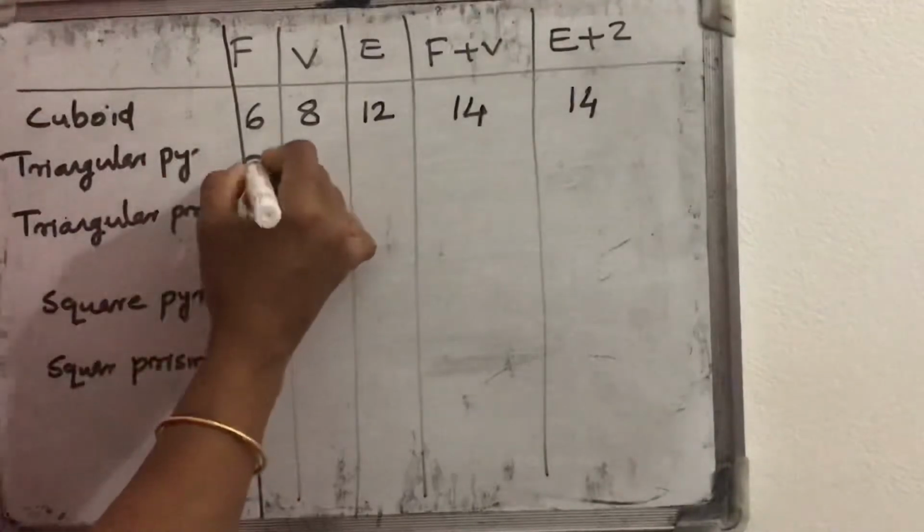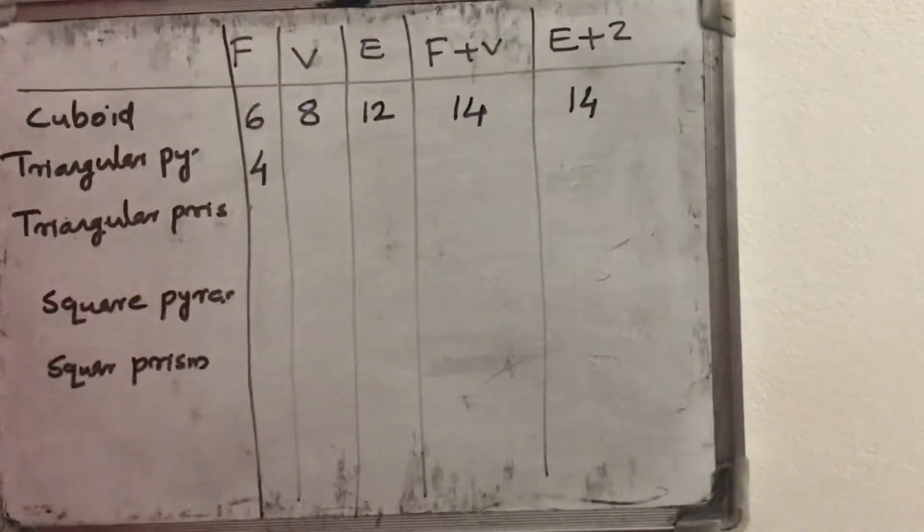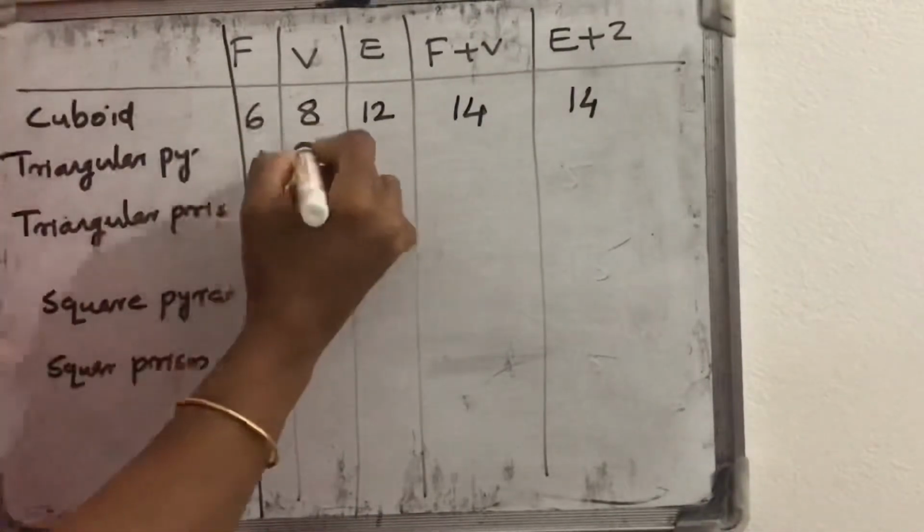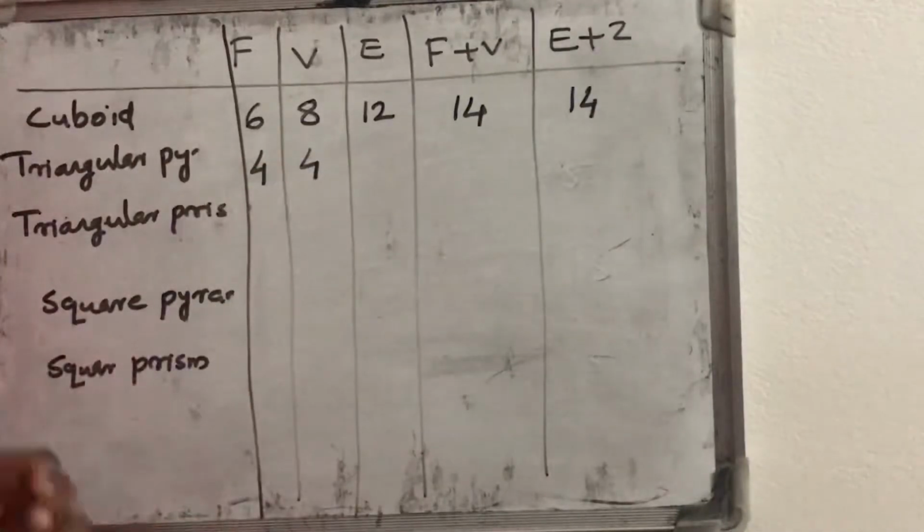So it is 4. Triangular pyramid, number of faces 4, and number of vertices. Number of vertices, bottom 3 vertices, and on the top 1. So that also 4, and edges.